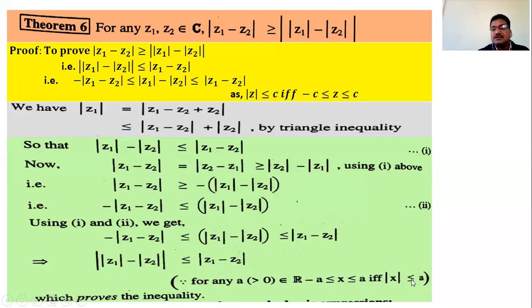By using this inequality, that is, |x| ≤ a if and only if x ≤ a and x ≥ −a, this proves the theorem. That is, we have shown that this means this.